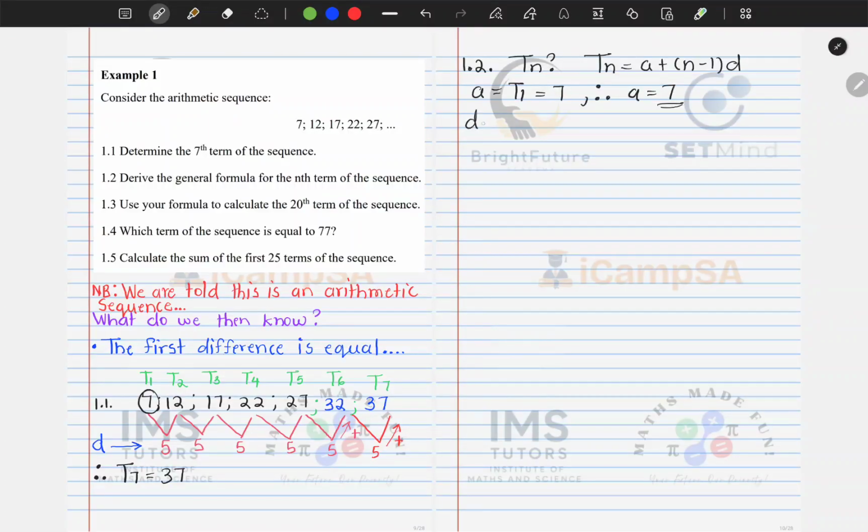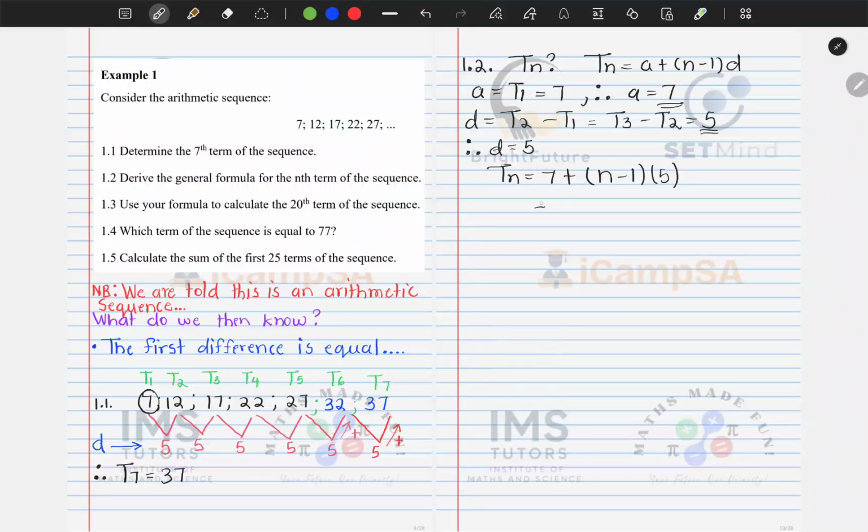We clearly can see from our working that if we do T2 minus T1, which is the same as T3 minus T2, the answer we get is a 5. So d is 5. Let's make a note of that. So therefore d is 5. So I can now go ahead and find our Tn. Our Tn will be a, which is 7, and then plus our n, which we do not know, so it will be n minus 1, and then multiplied by our d, which is 5.